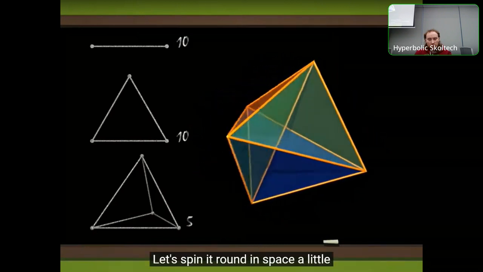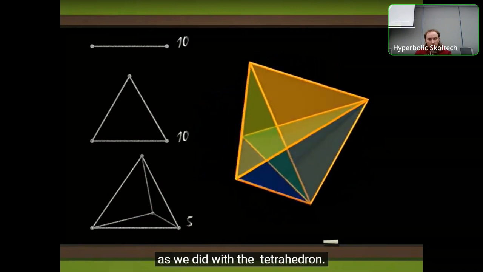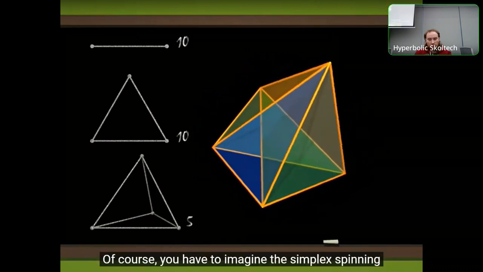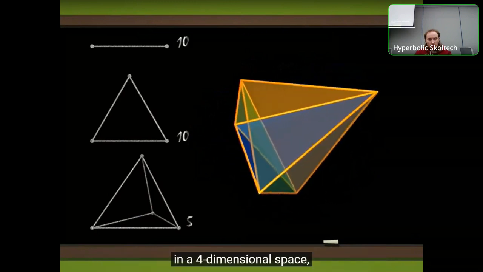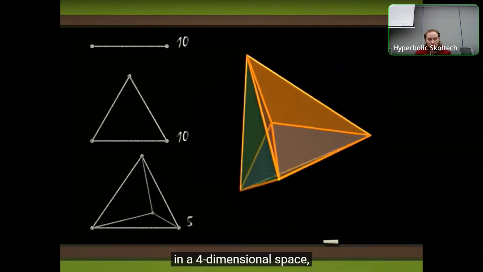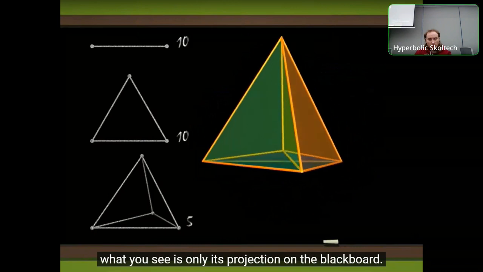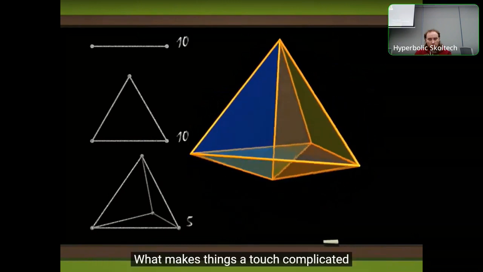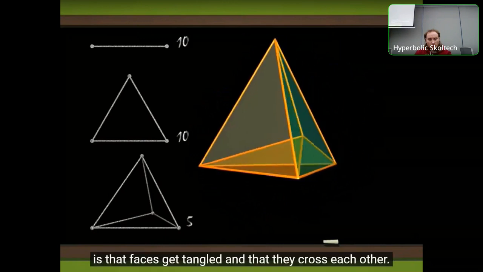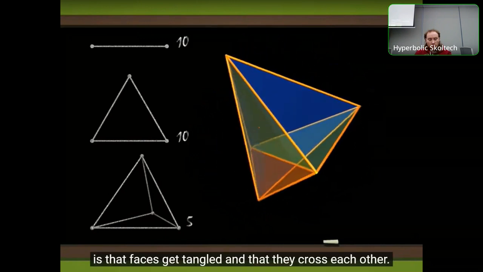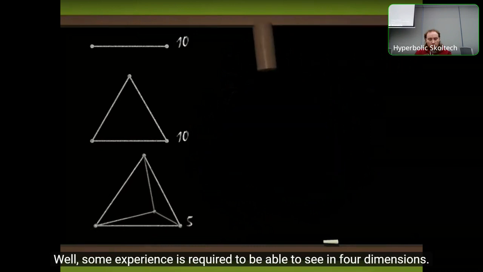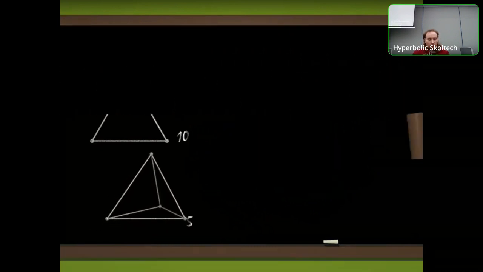Let's spin it around in space as we did with the tetrahedron. Of course, you have to imagine a simplex spinning in a 4-dimensional space. What you see is only its projection on the blackboard. What makes things a bit complicated is that faces get tangled, and then they cross each other. Well, some experience is required to be able to see in 4 dimensions.